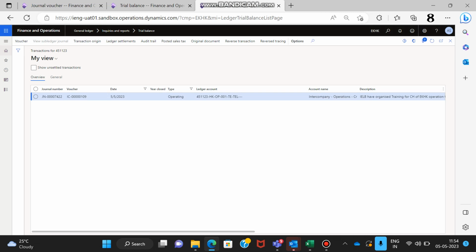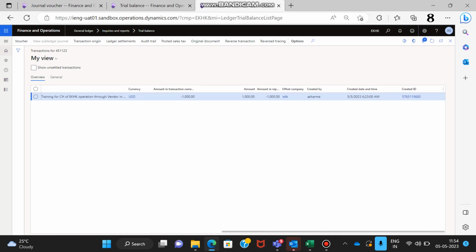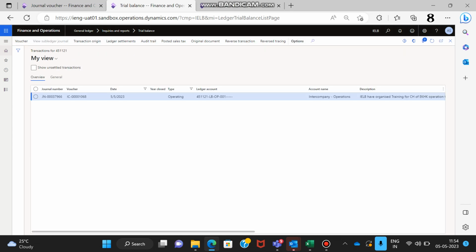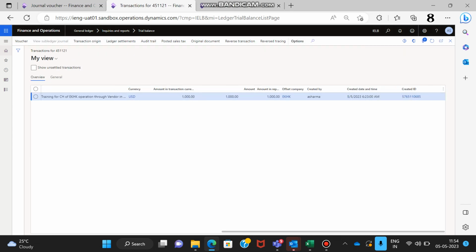If I look in the books of Ekistok Hong Kong, I can get from here the entity who effected this transaction, that is I Engineering Lebanon. And the same in the books of I Engineering Lebanon, you can see the transaction is effected for Ekistok Hong Kong. So that is how the transaction would be effected.